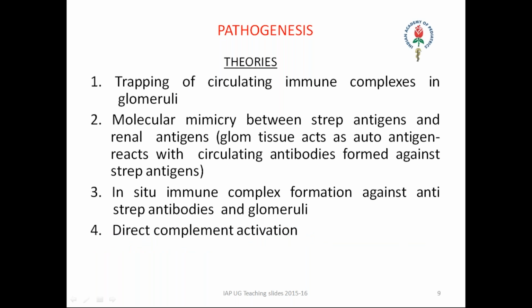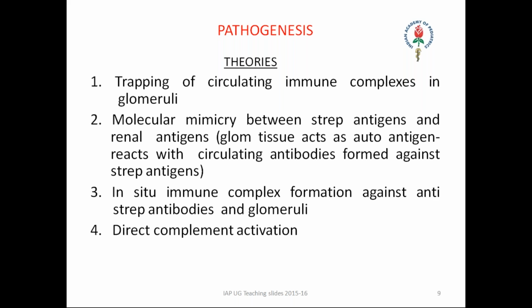Coming to the pathogenesis theories, some say it is a trapping of the circulating immune complexes in the glomeruli itself, which we found is an autoimmune condition. Some say it is autoimmune, where the antigen is the streptococcal antigen. When an antigen is present in your body, what happens regularly? Some antibodies are produced. The antibodies produced against the streptococcal antigen, instead of acting only on them, act both on the streptococcal antigen and on the glomerular tissue antigen also.